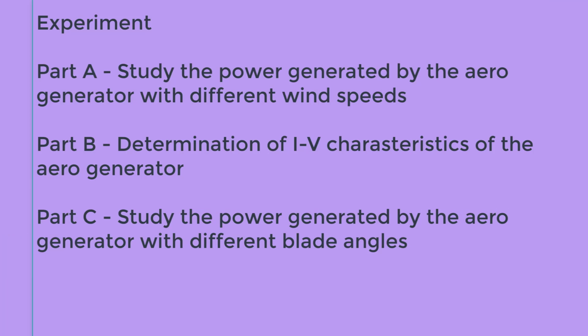There are 3 parts to this experiment. Part A, study the power generated by the aerogenerator with different wind speeds. Part B, determination of IV characteristics of the aerogenerator. And Part C, study the power generated by the aerogenerator with different blade angles.